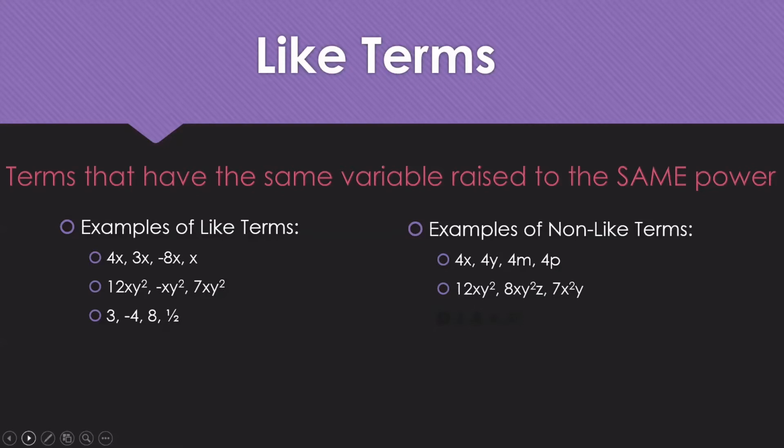Here, it almost looks like it is. Each one of them has an x and a y. That's great. But the 8xy squared has a z with it. Right away, that throws it out. And then on the 12xy squared and the 7x squared y, the exponent is on different variables. So none of those are like terms. And then finally, these are not like terms.